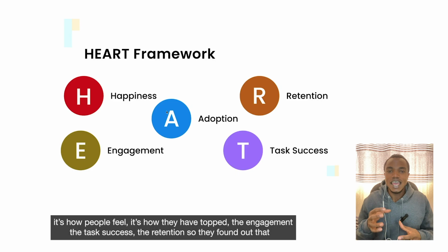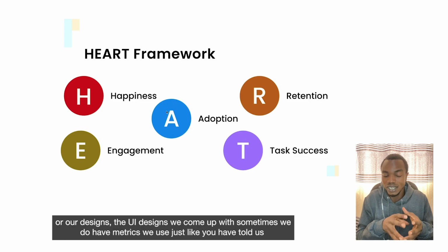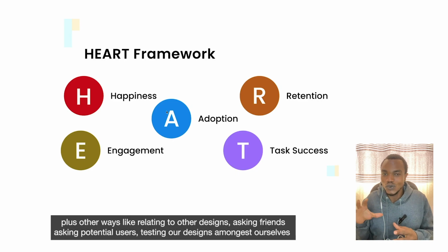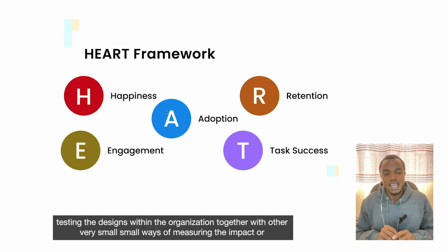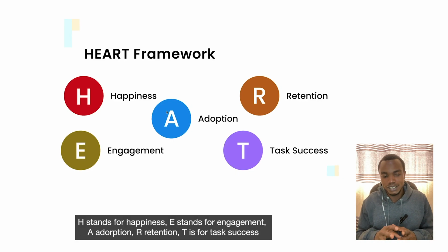So they found out that, even though we have these small processes we use to measure our user experience design process or the UI designs we come up with, sometimes we have metrics we use, just like you've told us, plus other ways like relating to other designs, asking friends, asking potential users, testing our designs amongst ourselves, testing the designs within the organization, together with other very small ways of measuring the impact of user experience design. So, guys, Google actually did research and came up with this framework. H stands for happiness, E stands for engagement, A adoption, R retention, T is for task success.